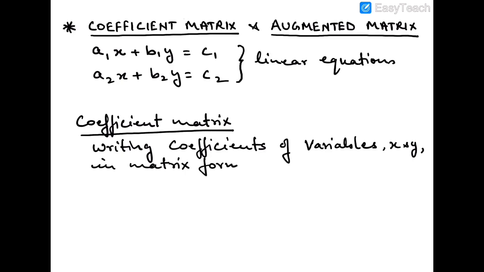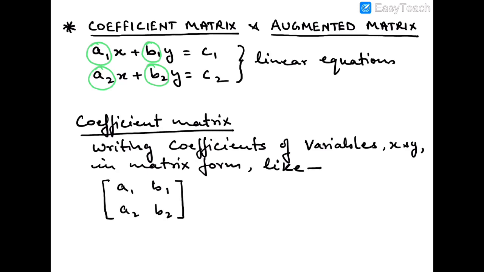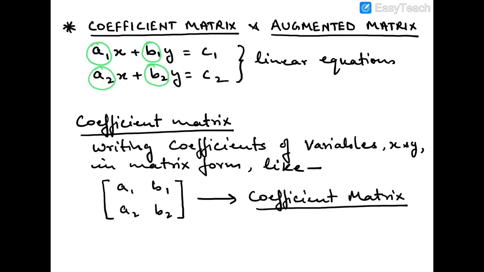Like a1 and a2 are the coefficients of x, and b1 and b2 are the coefficients of y. So we can write these four elements or these coefficients in matrix form, and we will get coefficient matrix.